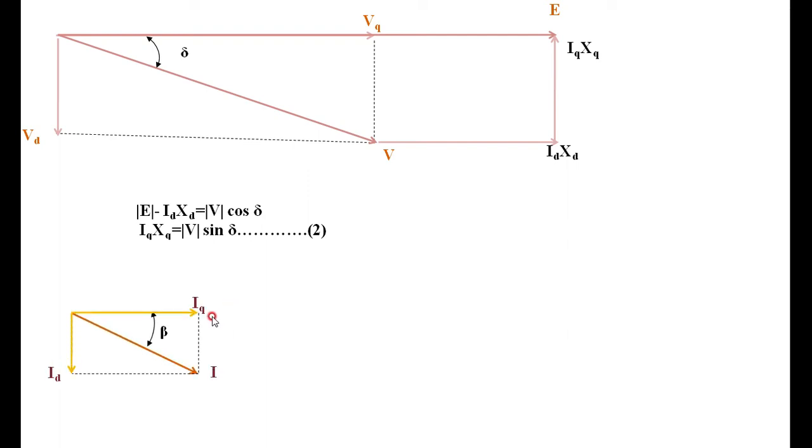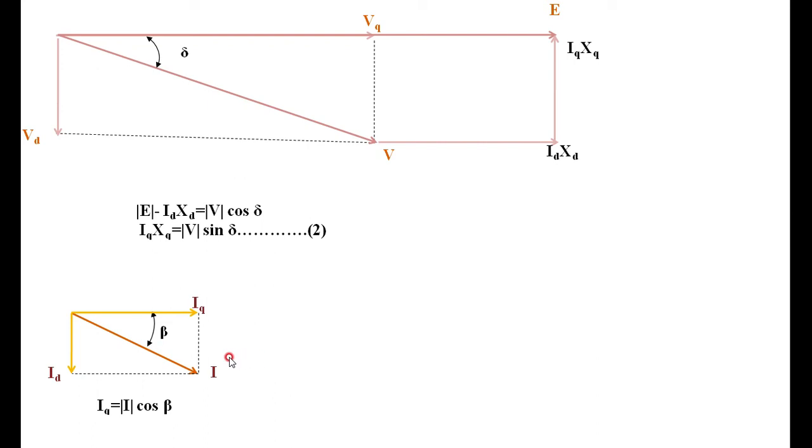Then similarly, I will take the current. I am resolving it into two components, IQ and ID, along the Q and D axes. The angle between I and the Q axis I defined as beta already. It is extracted from the main vector diagram. In that case, this is once again the adjacent side, this is the opposite side, and this is the hypotenuse. Once again, you have to apply the cos and sine functions for this triangle.